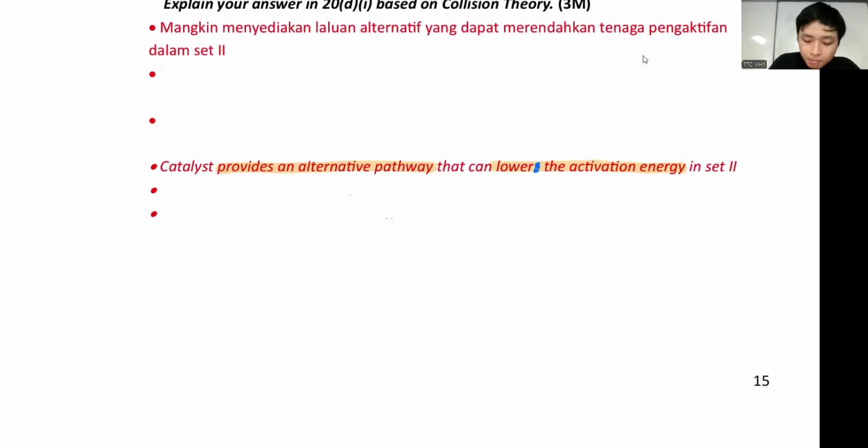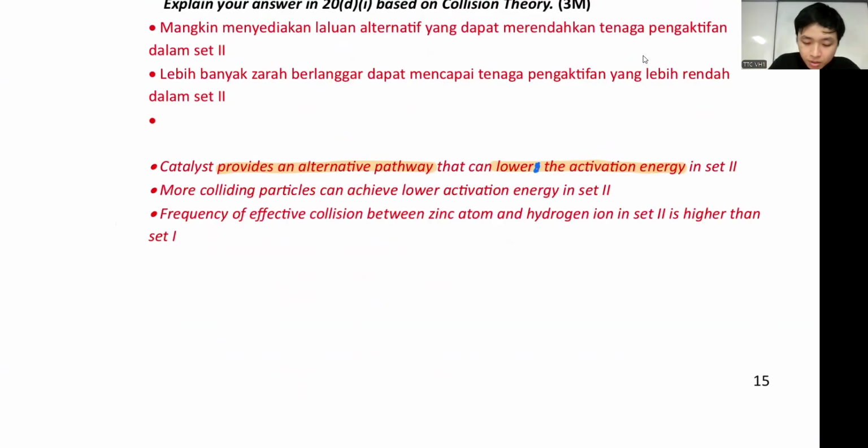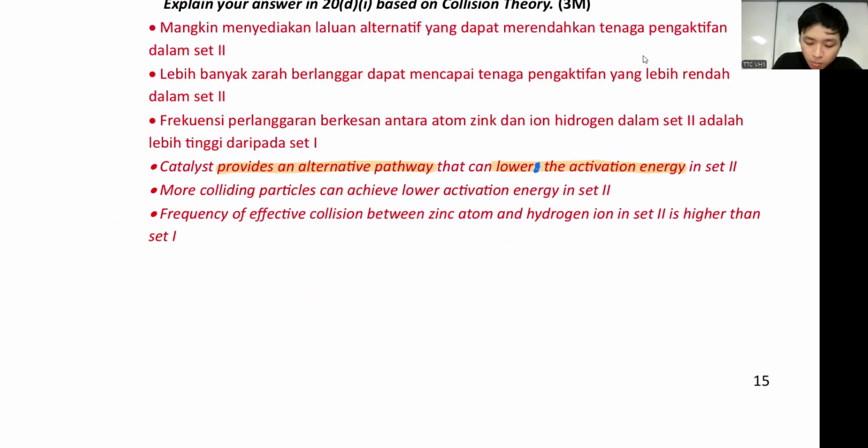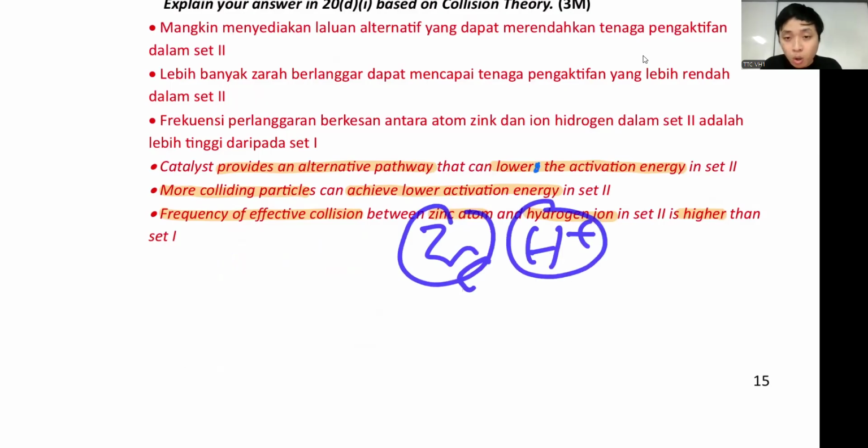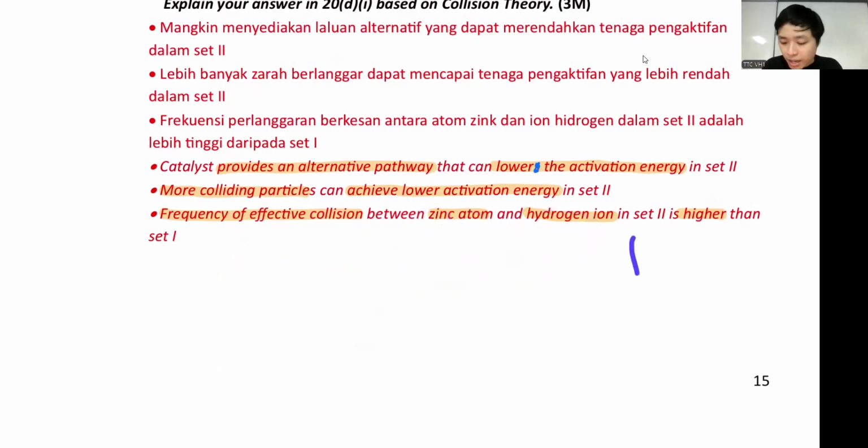Okay, and then what is the second point? More particles are able to achieve the lower activation energy. Third point, frequency of effective collision between zinc atoms and hydrogen ions in set 2 is higher than set 1. Straight away, between the Zn and the H+, these two particles collide with each other to form hydrogen gas.